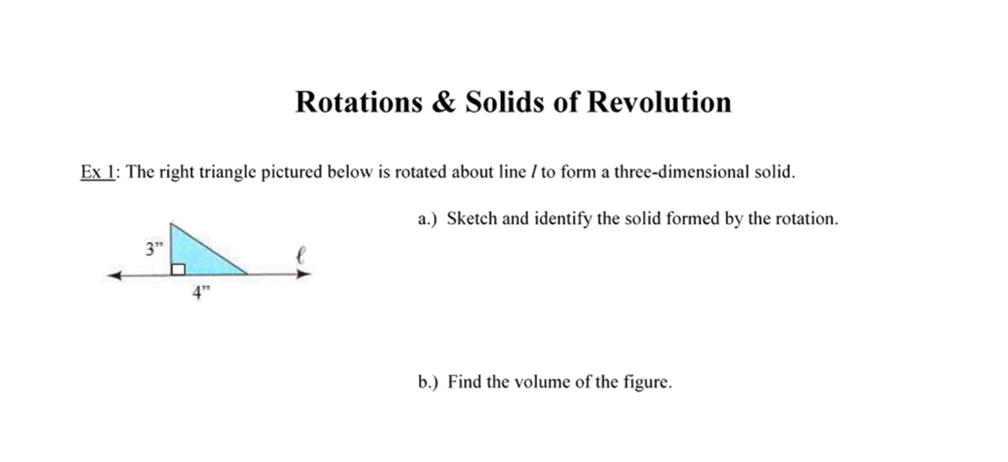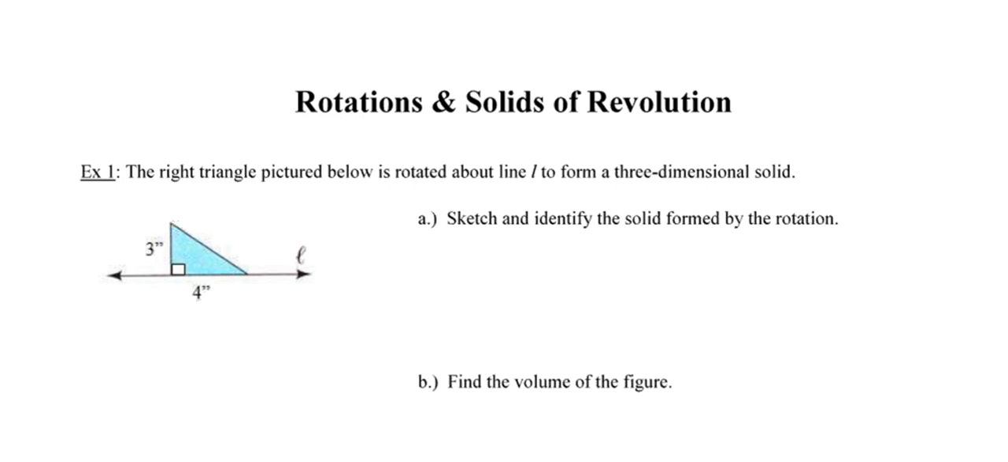In this video, we're going to talk about rotating a two-dimensional shape in order to create a three-dimensional figure. This is going to require you to use your imagination just a wee little bit. So in the first example, it tells us that we're starting with that right triangle that's pictured, and we're going to take this triangle and rotate it or turn it or spin it around line L in order to form a three-dimensional solid.